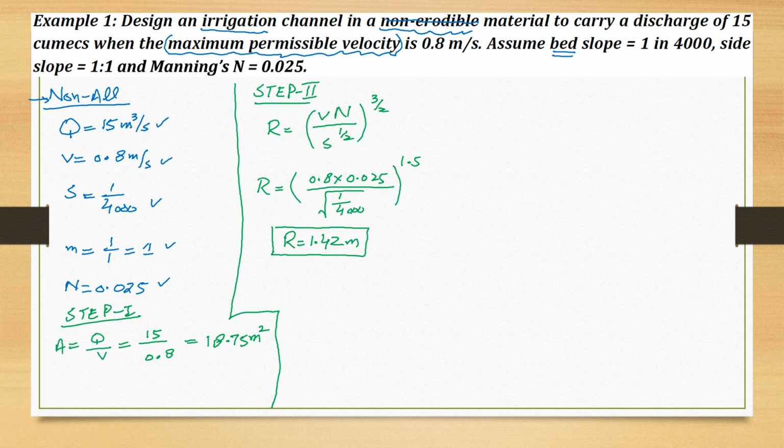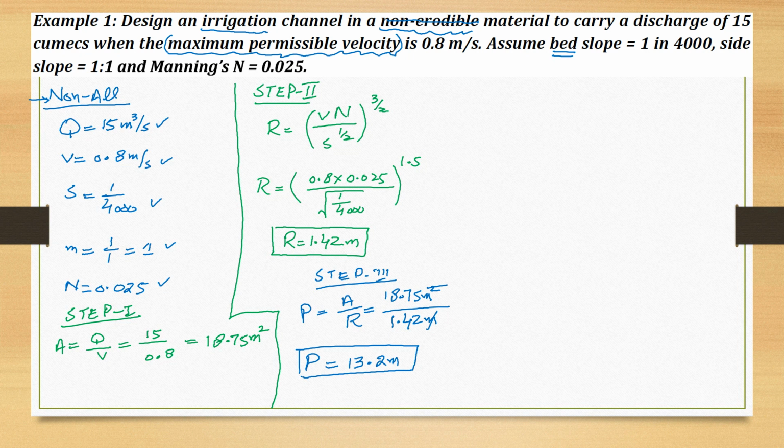So what is step 3? Step 3 is basically to determine the wetted perimeter P, which is equal to A divided by R. What is A in this case? That is 18.75 square meters. And what is R in this case? 1.42 meters. This meter will be cancelled with the square and the wetted perimeter will be equal to 13.2 meters. So we have got various things here. The area is found to be 18.75 square meters and the perimeter is equal to 13.2.